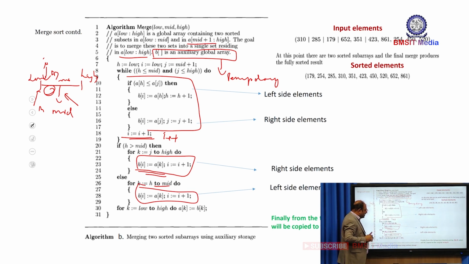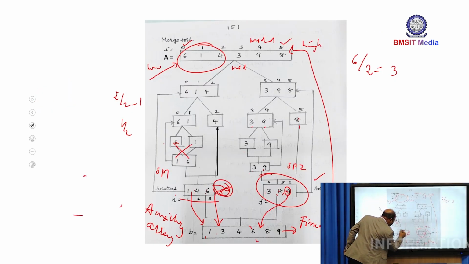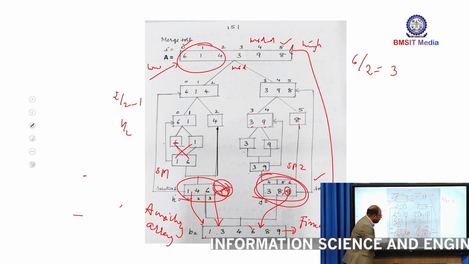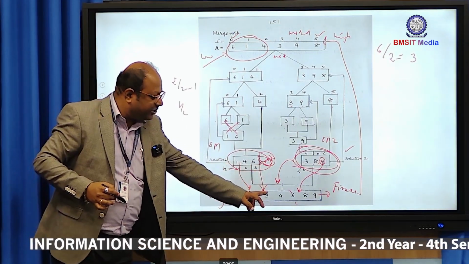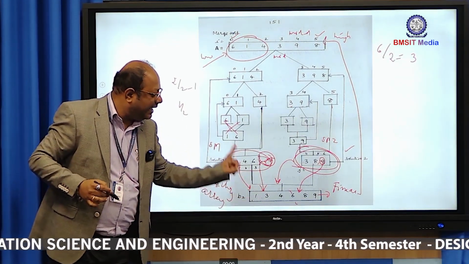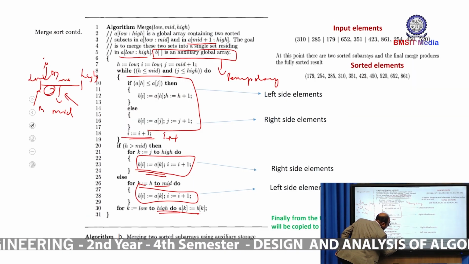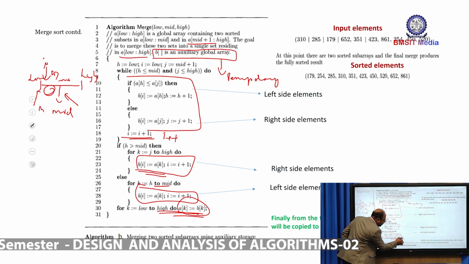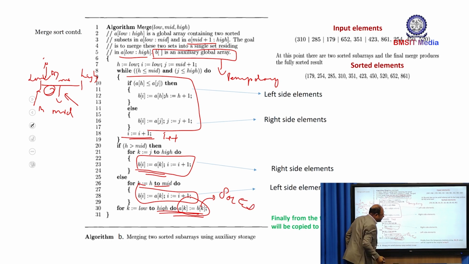Finally, all the values of the elements, whatever is left out from the left sub part solution and right part of the solution, will be copied to the global auxiliary memory. That global auxiliary array will have the sorted version of the elements. That is nothing but B of k. B of k is nothing but the sorted order of the elements.